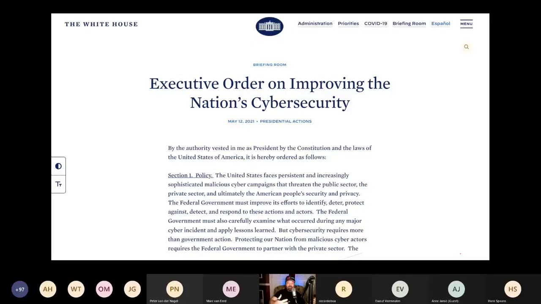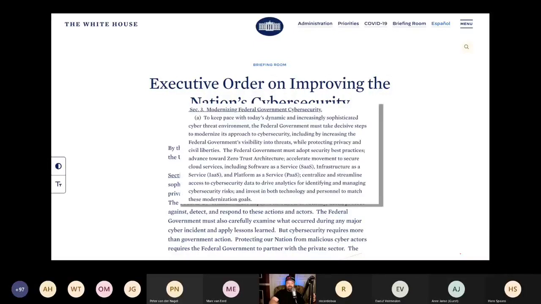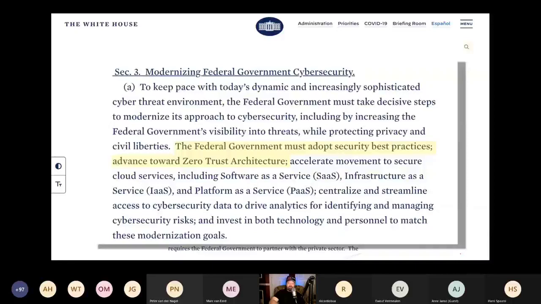And so when the president sets an executive order, that has the rule of law. And it tends to drive a lot of thinking everywhere else, which is why you're seeing things like the Dutch government come in and talk about that. So this executive order said that the U.S. federal government must adopt security best practices and advance towards a zero trust model. And so this has been a significant focus of mine since May on doing some advisory on how this should be done.